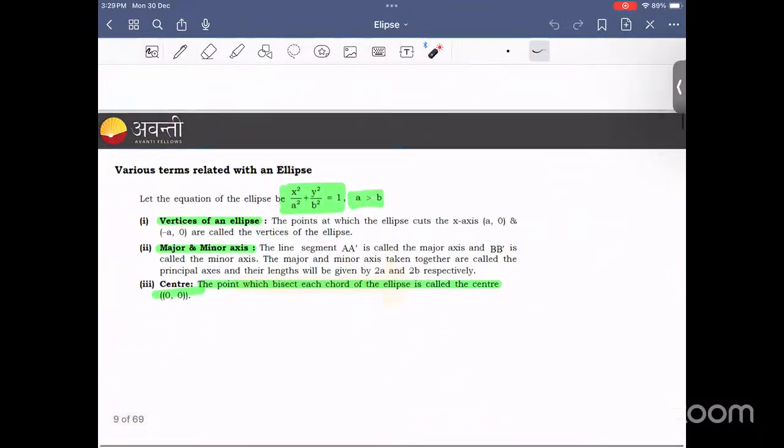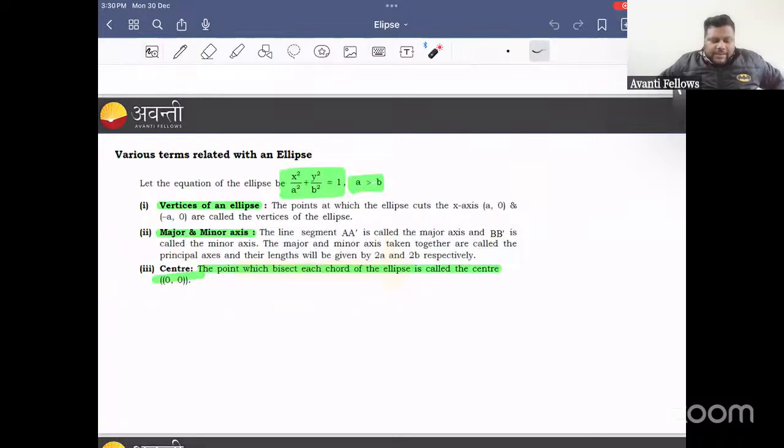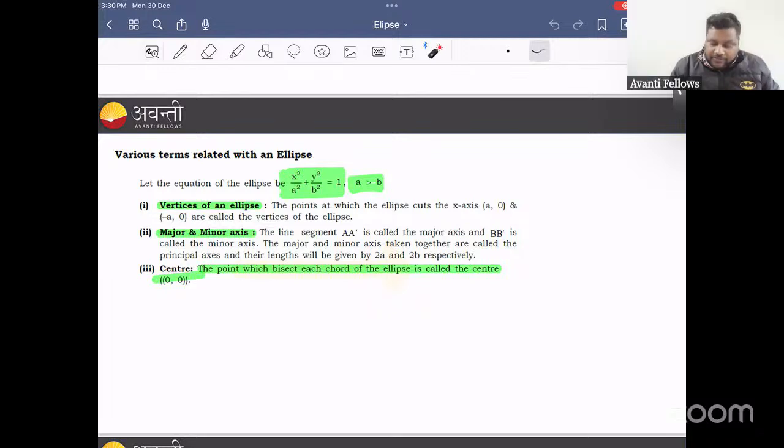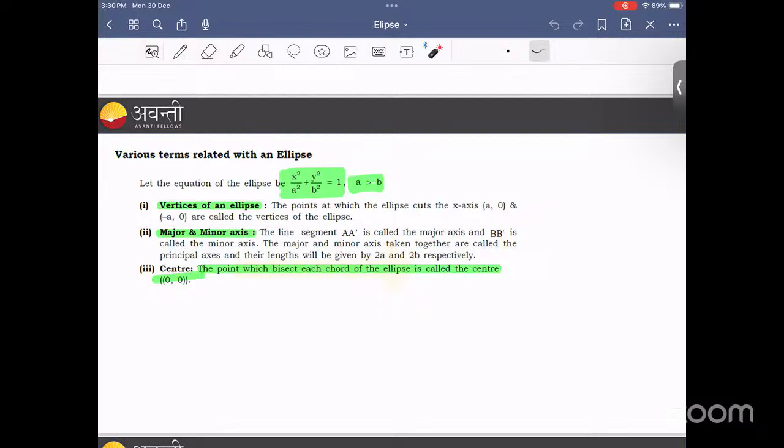Am I clear? Now various terms related to the ellipse, let's go through them also. Vertex of the ellipse: points at which the ellipse cuts the x-axis, (A, 0) and (minus A, 0), are called vertices of the ellipse.